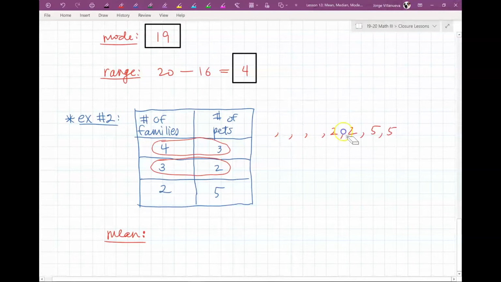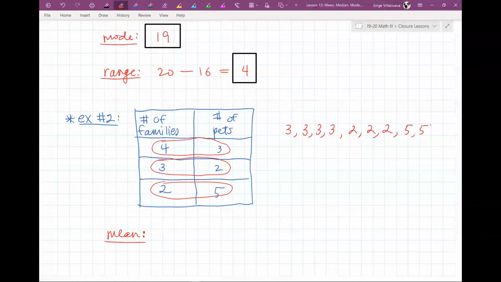Oh my gosh, let me start this over. I messed up. 4 families have 3 pets. It should be 3, 3, 3, and 3. And then 3 families have 2 pets. So 2, 2, and 2. And then 2 families have 5 pets. I don't know why I miswrote that. I do apologize for that. But notice there should be 9 total families, right? So there you go. There's 9 pieces of information.